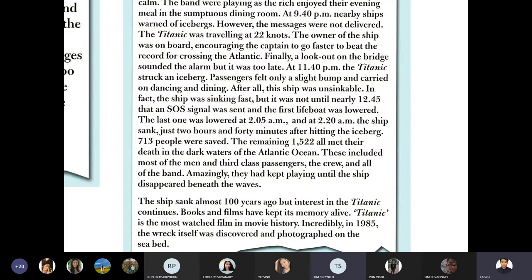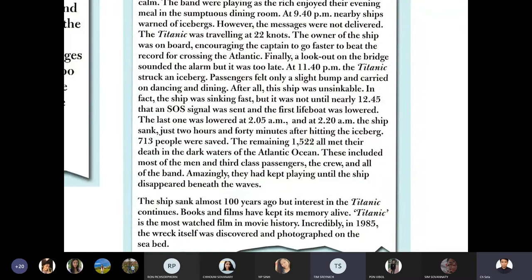The ship sailed almost 100 years ago, but interest in Titanic continues. Books and films have kept its memory alive. Titanic is the most watched film in movie history. Incredibly, in 1985, the wreck itself was discovered and photographed on the seabed.